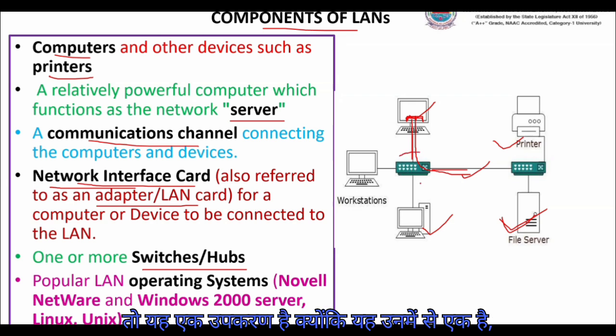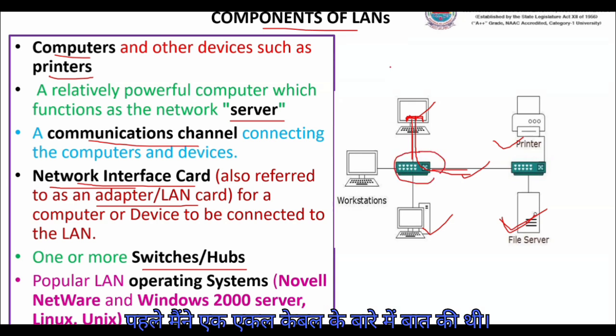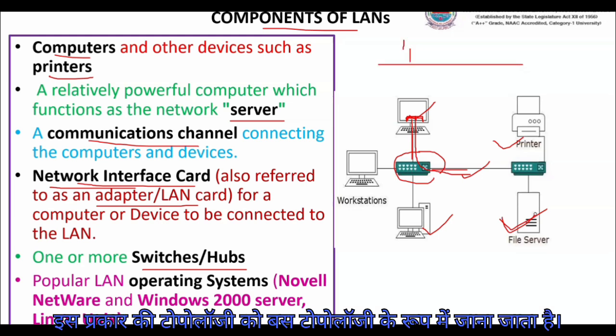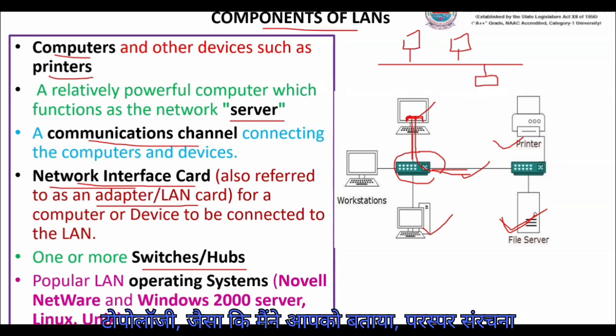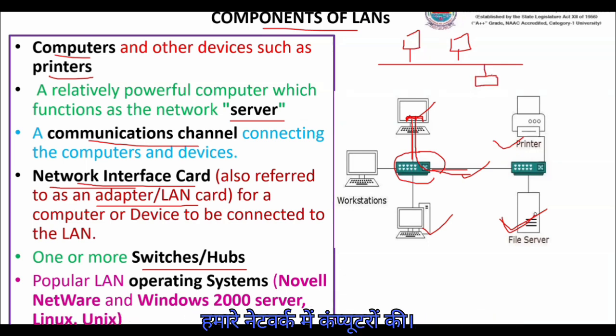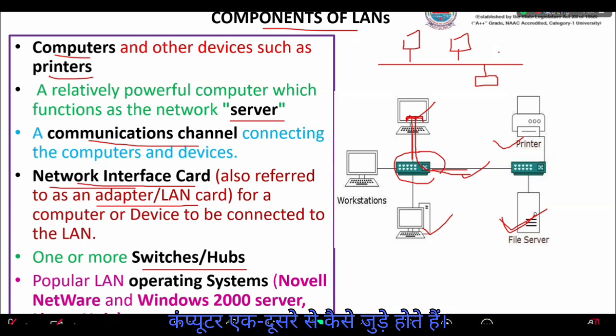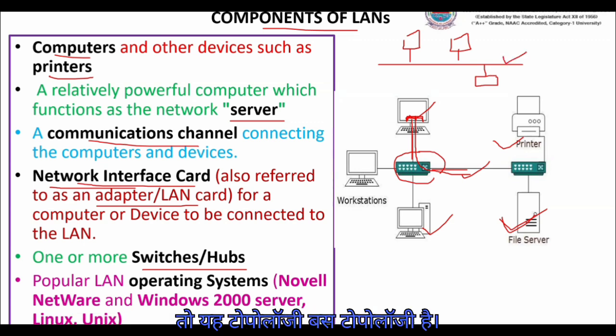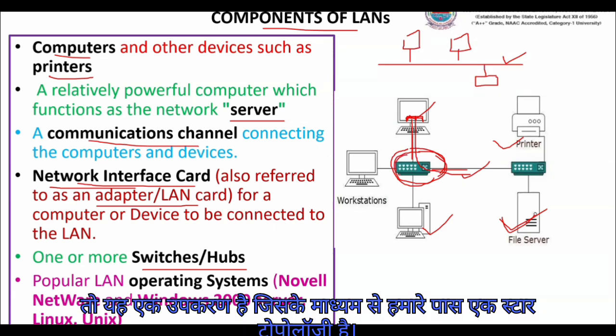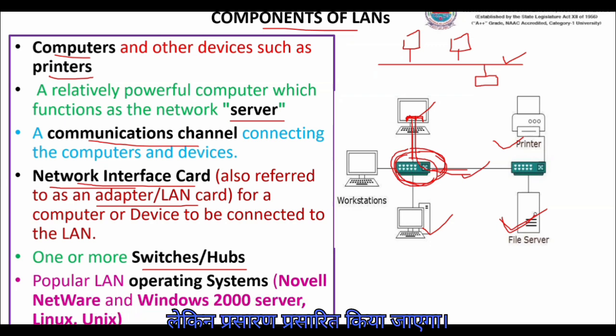Then there can be one or more switches or hubs. Earlier I talked about one single cable. This kind of topology is known as a bus topology. Topology, as I told you, is the interconnection structure of the computers in a network, how the computers are connected to each other. So this topology is bus topology. This topology is a star topology. Again, I'll go into a little bit more detail in this very presentation in the upcoming slides. So this is one device through which we have a star topology.